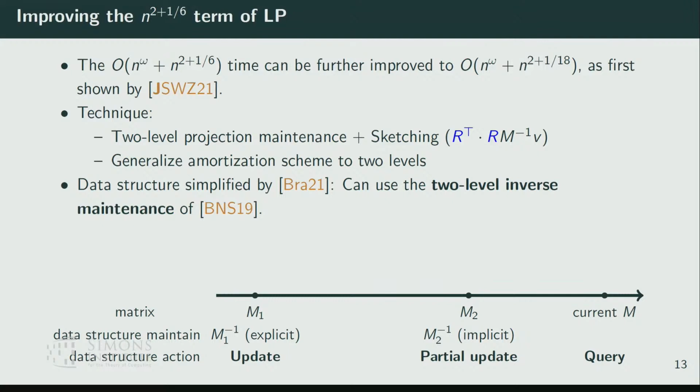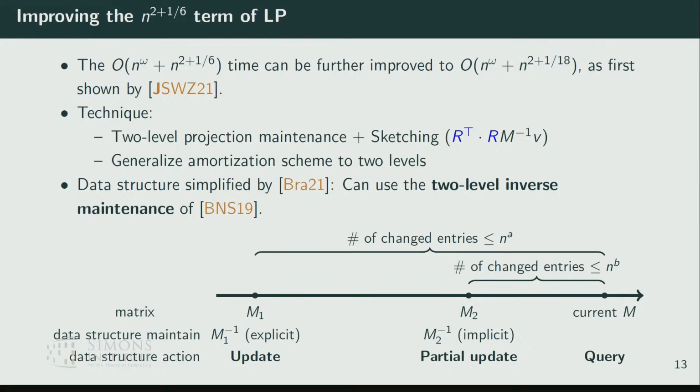still the same, but there's also an operation that I call partial update to update this middle matrix that's maintained implicitly. And now we will have a new threshold that's smaller than the previous n to the a, which is the n to the b threshold, so that later we will be able to balance between these 3 operations to get a better trade-off.